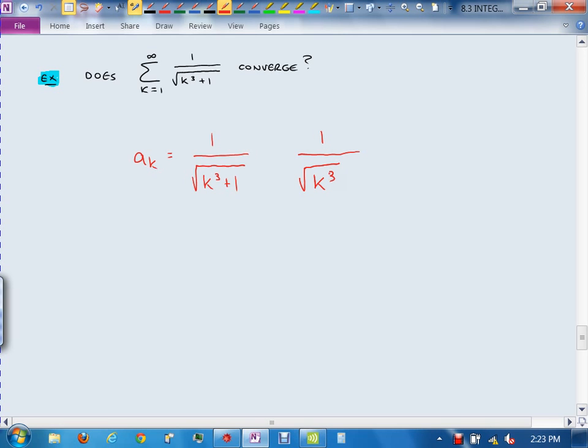Which one's bigger? The one on the right. The one on the right's bigger, right? Because you've made the denominator smaller, it makes the fraction bigger. But the right-hand side is really just 1 over k to what power? 3 halves, right? 1 over k to the 3 halves?